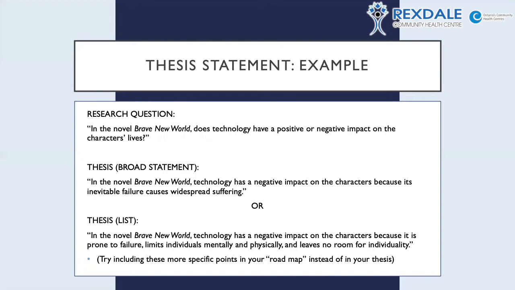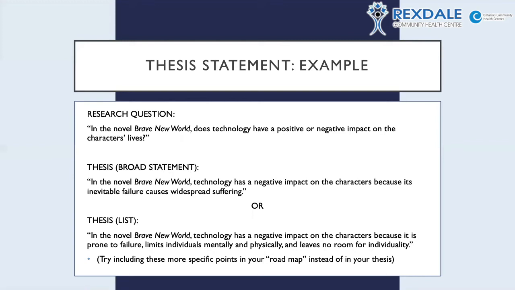To answer this question with a thesis, you could do it in the sort of broad statement format and argue something like, in the novel Brave New World, technology has a negative impact on the characters because its inevitable failure causes widespread suffering. Or if you went more with the second format for a thesis, the list format, it might look like, in the novel Brave New World, technology has a negative impact on the characters because it is prone to failure, limits individuals mentally and physically, and leaves no room for individuality.